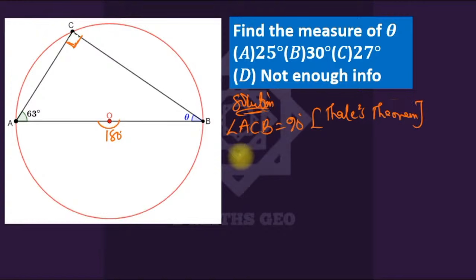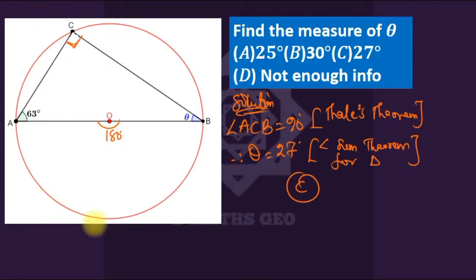Therefore, theta is now 27 degrees based on angle sum theorem for triangle. The triangle interior angles sum to 180, so the remaining angles sum to 90. So this should be 27. So it's very simple. Option C. So look at the next question.